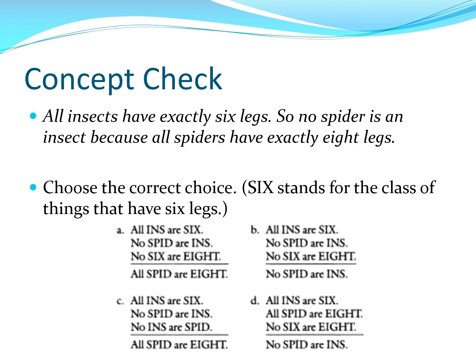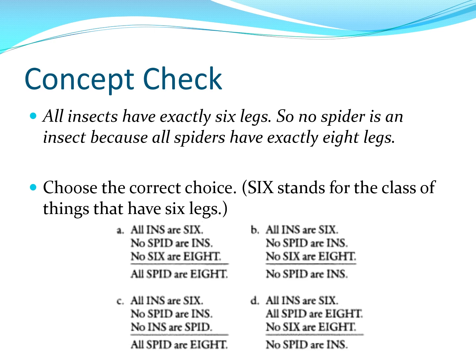It says all insects have exactly 6 legs. So no spider is an insect because all spiders have exactly 8 legs. And you can choose the correct choice. In this, 6 stands for the class of things that have 6 legs. At this point, you can pause the video and see if you can figure it out, or you can just continue and I'll give you the answer.